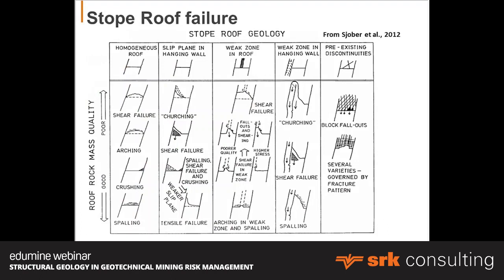This is a good summary paper from Schober et al. 2012, which lists all the different types of stope roof failure. Right, there's quite a variety of examples there. Typically, they're structurally controlled, or zones of weakness, or small domains of low rock mass strength.